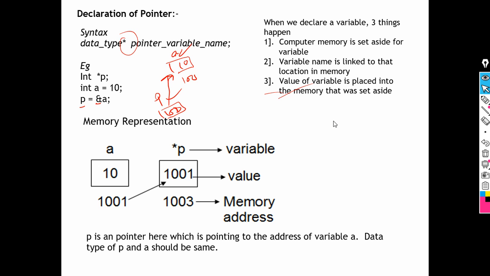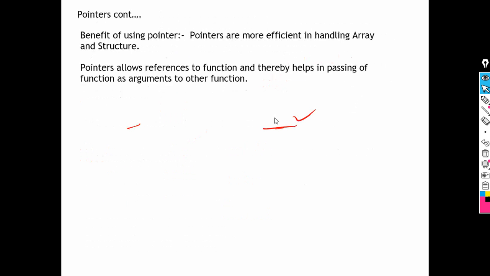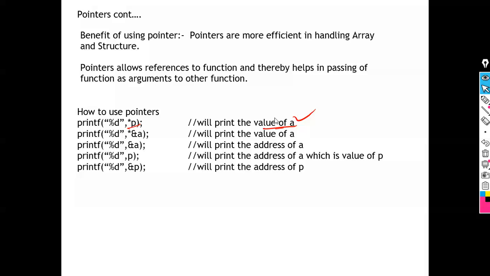So when I say asterisk P, it is nothing but the value of A, right? And when I say asterisk ampersand A, see, ampersand A means address of A, which is the memory address of A. Then asterisk, the value at that address, is again the value of A itself, right? When I say ampersand A, it is the address of A, which is equivalent to P, because we have assigned it to P. Got it?